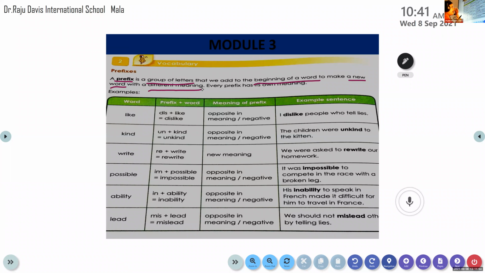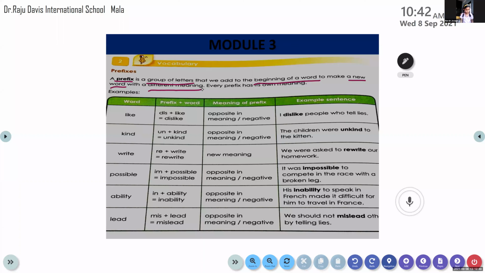Dislike means not like. So now when you added the prefix dis, did you get the antonym of like? Yes, ma'am. We added the prefix dis to the word like and we got the new word dislike. It is a new word and it is the antonym or opposite of the word like. Now, did you understand the usage of prefixes? Yes, ma'am. Prefixes are groups of letters that we add at the beginning of a word to make a new word with a different meaning. Sometimes the new word will have a negative or opposite meaning. Is it clear to you? Yes, ma'am. Okay, fine. Nora, read the second example.